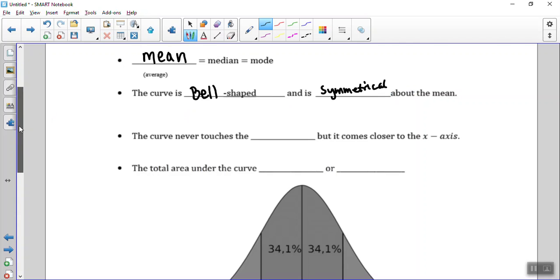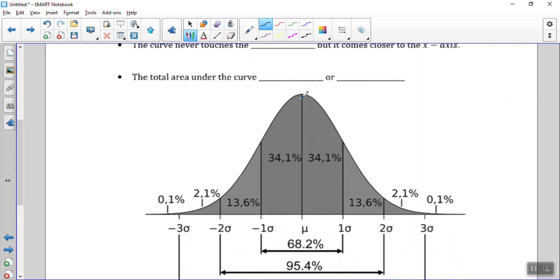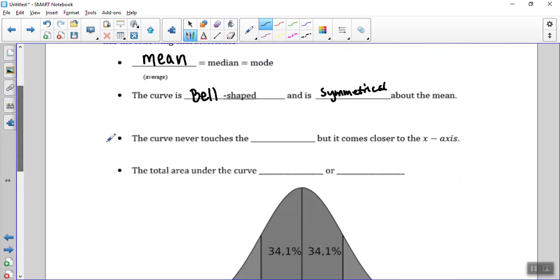When it says about the mean, it means on either side of the mean, which means that the mean goes right in the middle, meaning the average, and it's symmetrical on the left, symmetrical on the right. The curve never touches the x-axis. The total area under the curve is 1 or 100%. Okay?